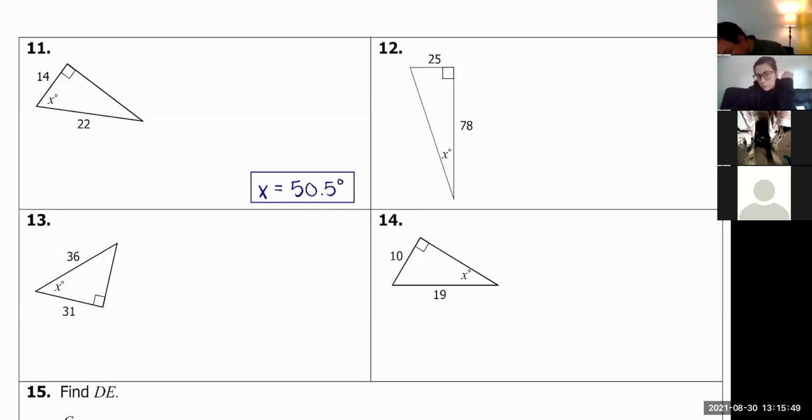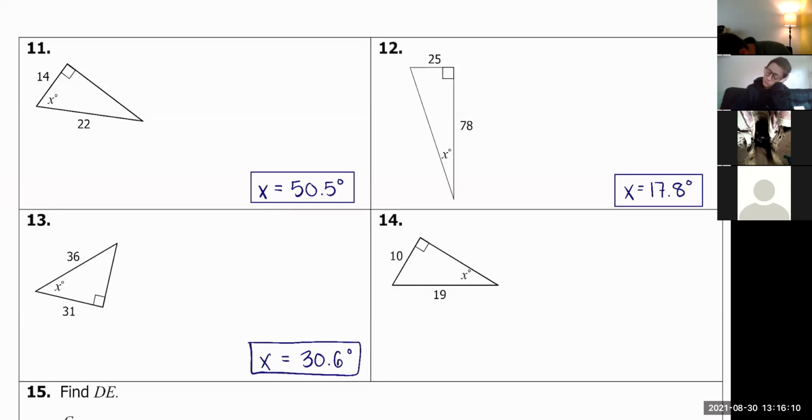You should get 17.8 degrees. Number 13, 30.6 degrees. And 14 is 31.8 degrees.